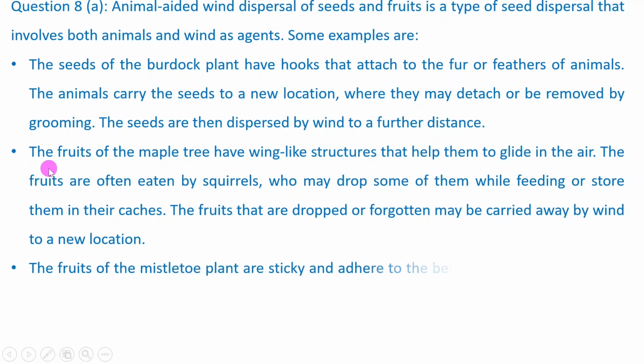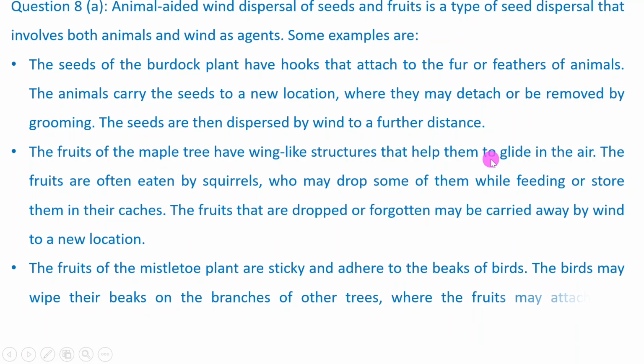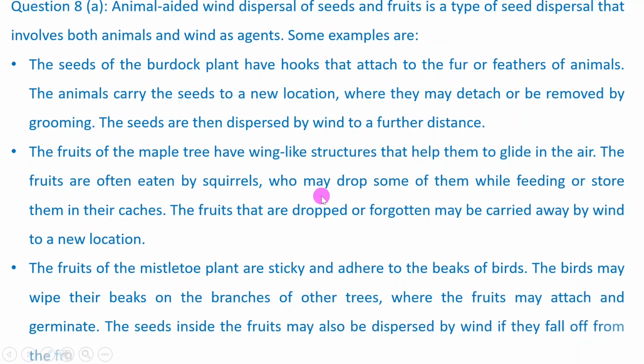Then the fruits of the maple tree have wing-like structures that help them to glide in the air. The fruits are often eaten by squirrels who may drop some of them while feeding or store them in their caches. The fruits that are dropped or forgotten may be carried away by wind to a new location.